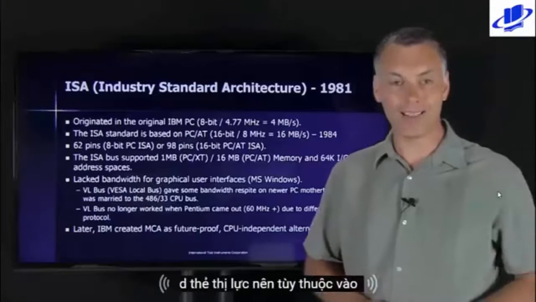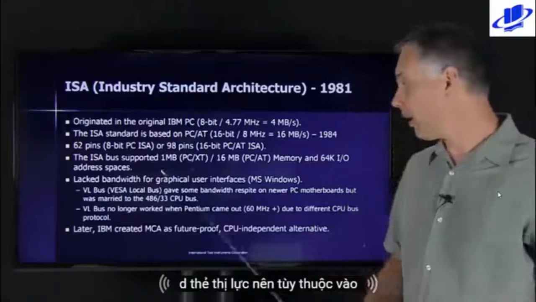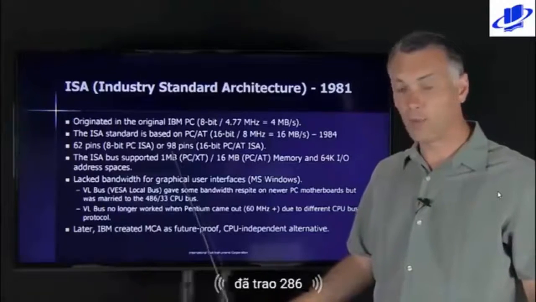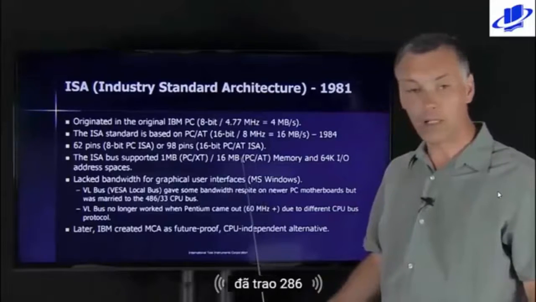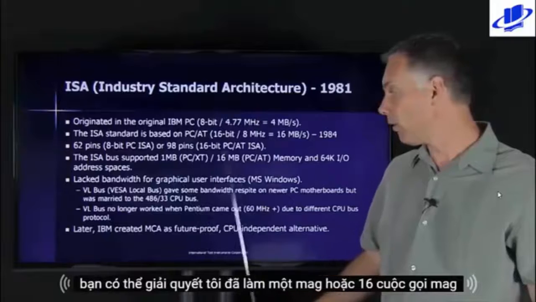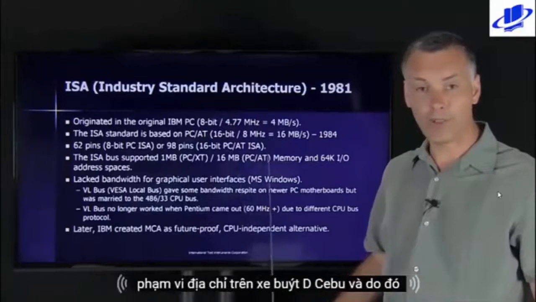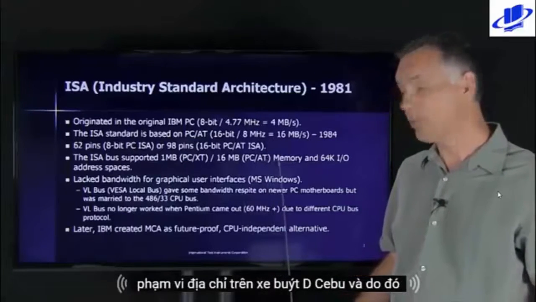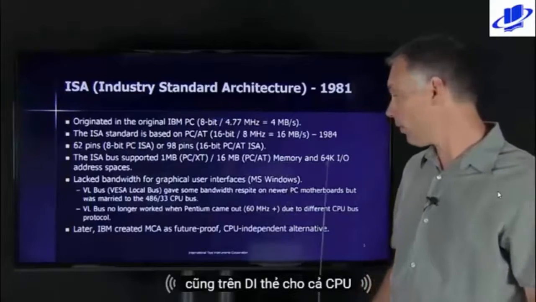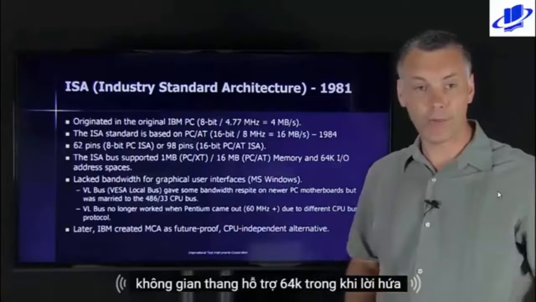the ISA card. So depending on the actual CPU used, the 8088 or the 286, you can address either 1 meg or 16 meg of address range on the CPU bus and therefore also on the I/O card. Both of these CPUs support 64K of I/O address space.